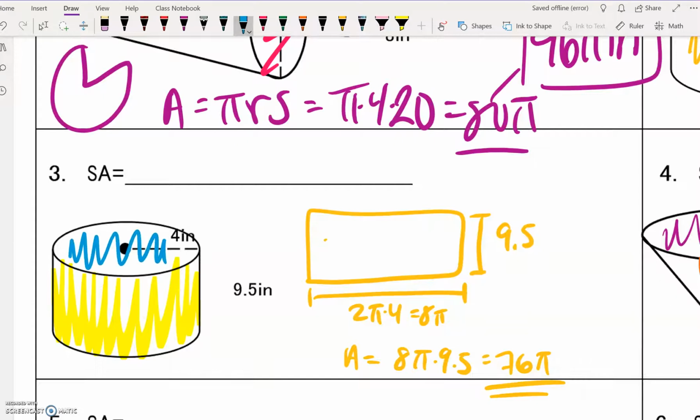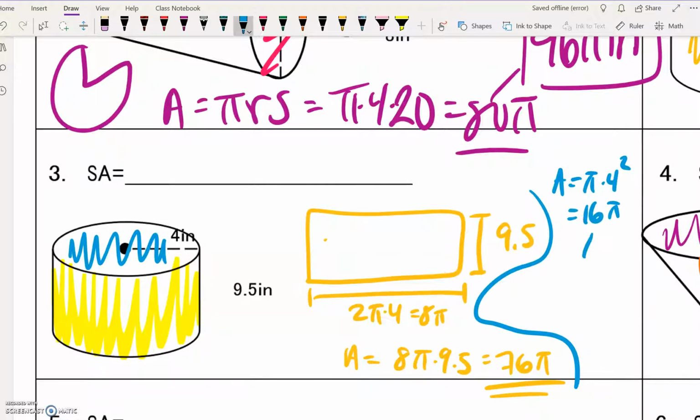Okay, and then I need my 2 circles. So area is pi times radius of 4 squared. That's going to be 16 pi times 2, because there's 2 of them. It's going to be 32 pi. Added together, that's going to be 108 pi inches squared.